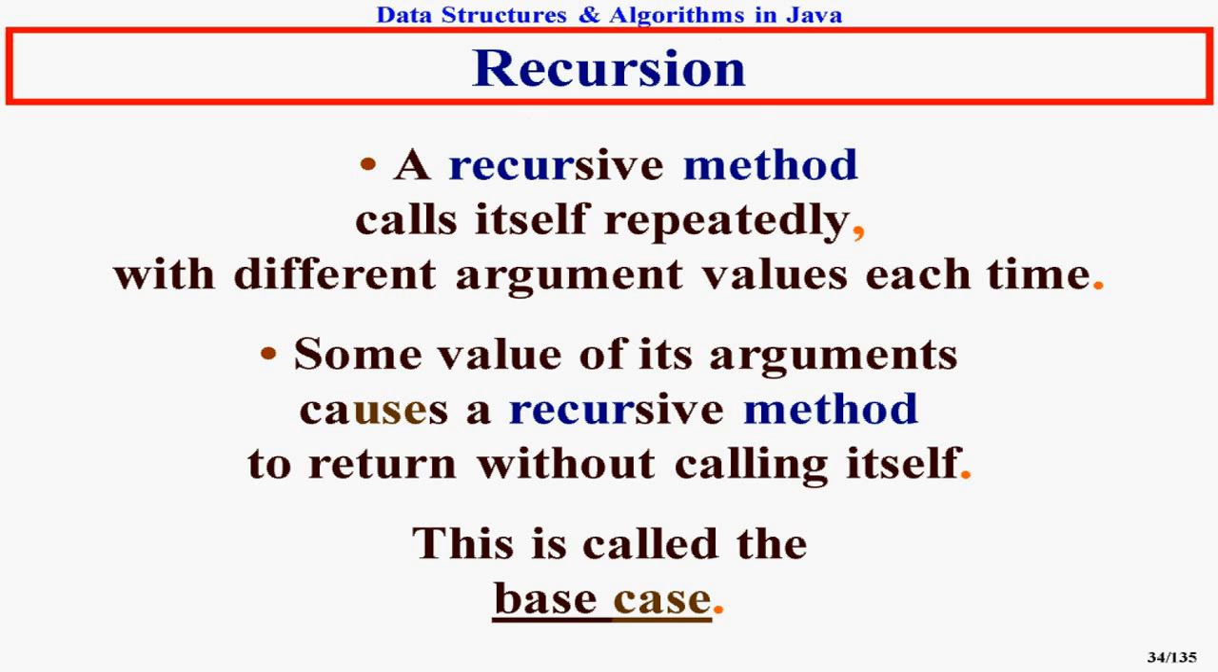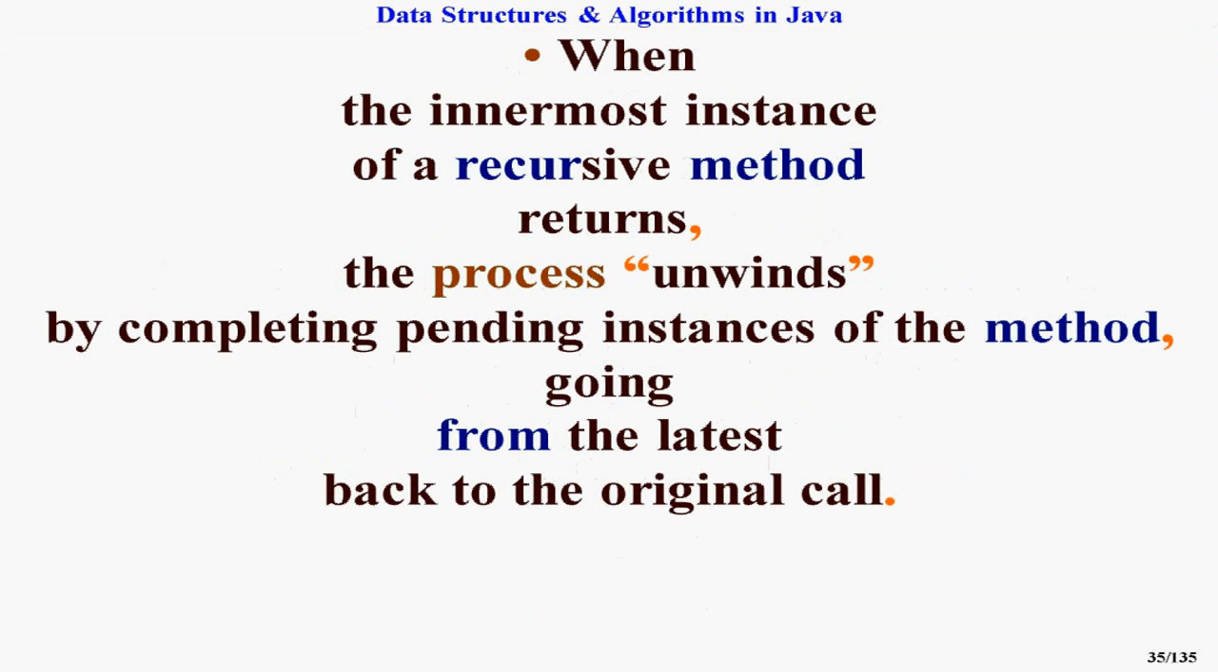Recursion. A recursive method calls itself repeatedly, with different argument values each time. Some value of its arguments causes a recursive method to return without calling itself. This is called the base case. When the innermost instance of a recursive method returns, the process unwinds by completing pending instances of the method, going from the latest back to the original call.